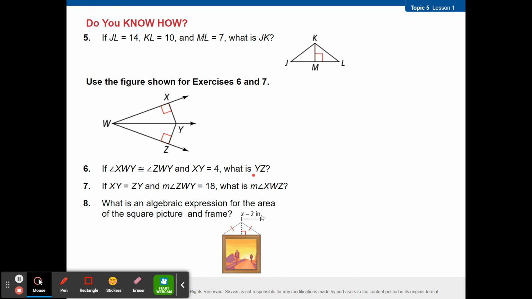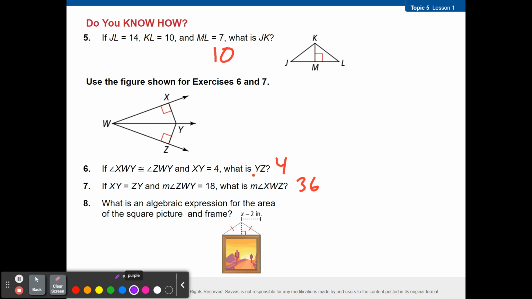Show of hands, who's still working on 5 through 8? Anybody? All right, someone tell me. Shout out number 5. Who's got it? 10. Nice job. How about 6? Someone new. 4. Nice job. 7. Someone new. Who's got it? Show me 7. 36. Nice job. And someone new for number 8.